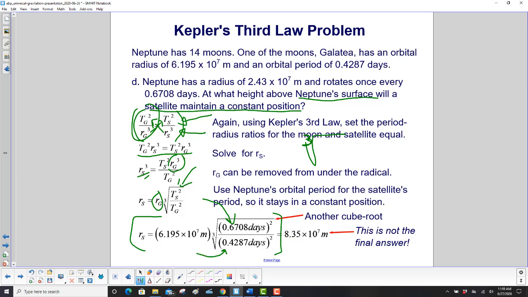Here's Galatea. Carry out the numbers, and we get 8.35 times 10 to the 7th meters above the center of Neptune. But look at the question. What did they ask for? The height above Neptune's surface. That's kind of tricky, okay? Kepler's law works between the centers of your masses or planets, so we're not quite done yet.